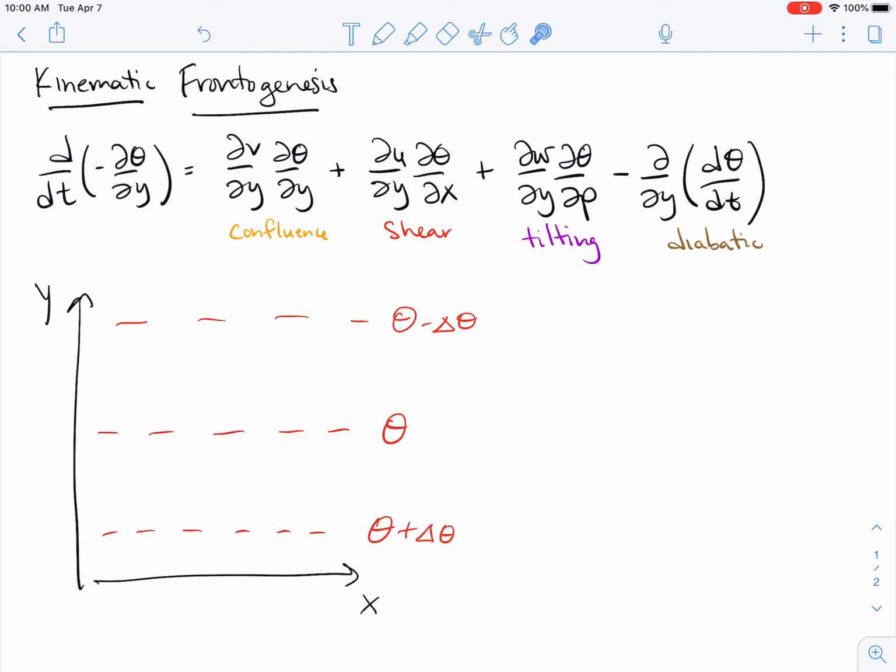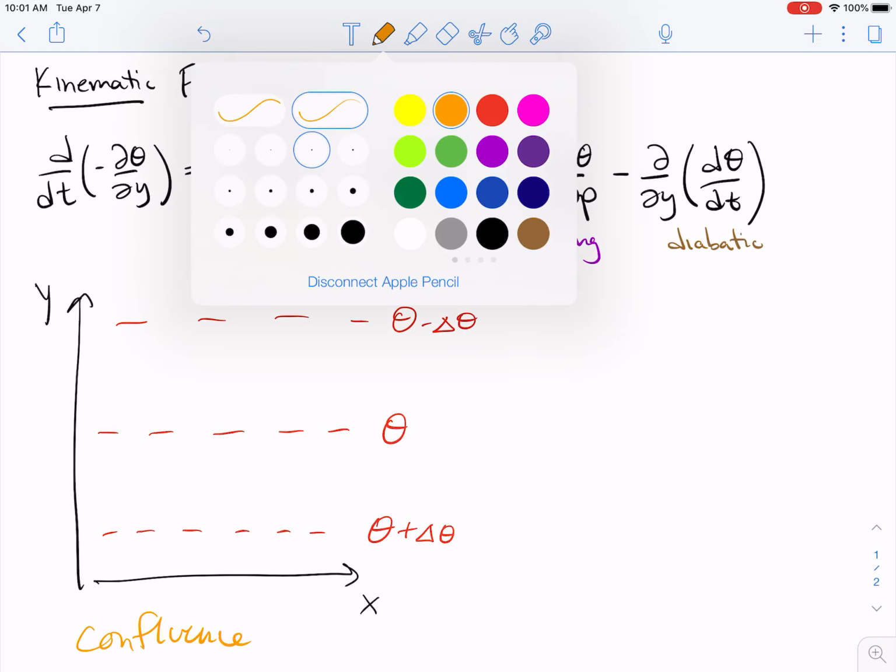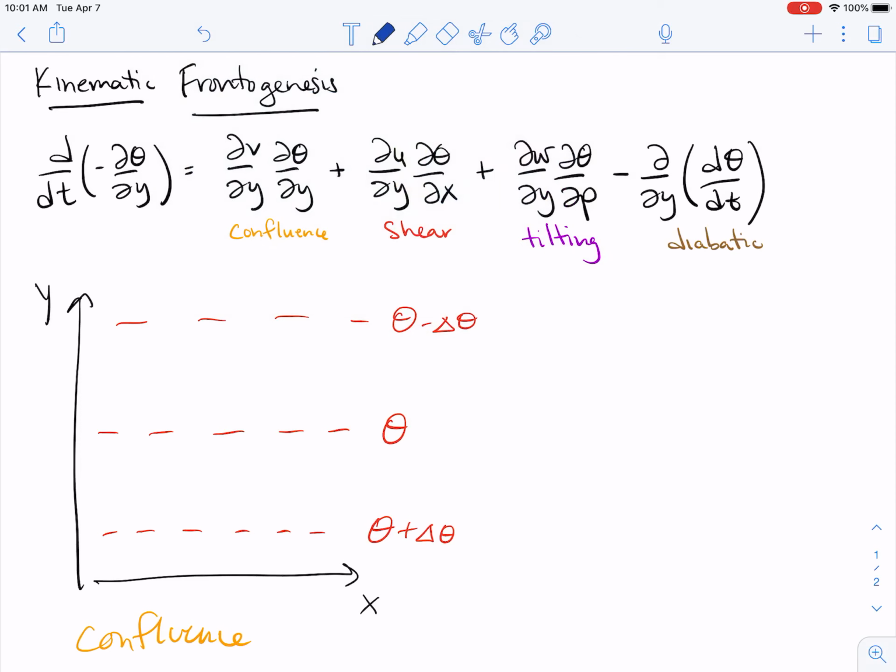And so let's begin investigating this kinematic frontogenesis equation with our schematic diagram here, looking at confluence. And so ultimately, we want to look at our confluence term. What does it mean to have confluent flow? Confluent flow might look something like this. Air coming together.